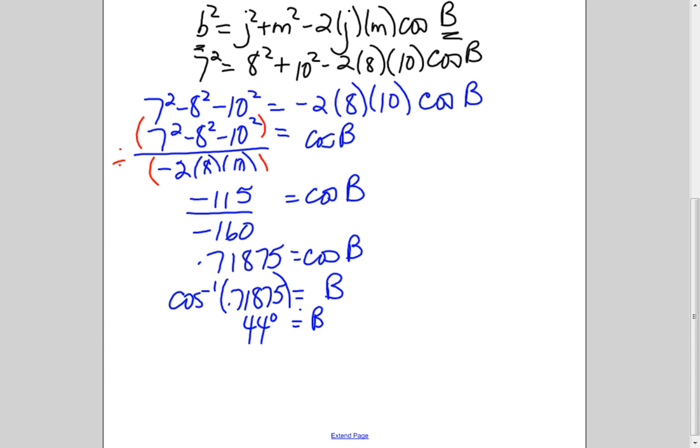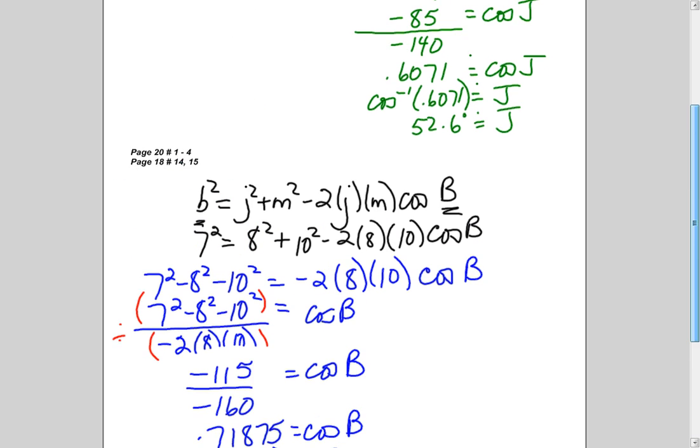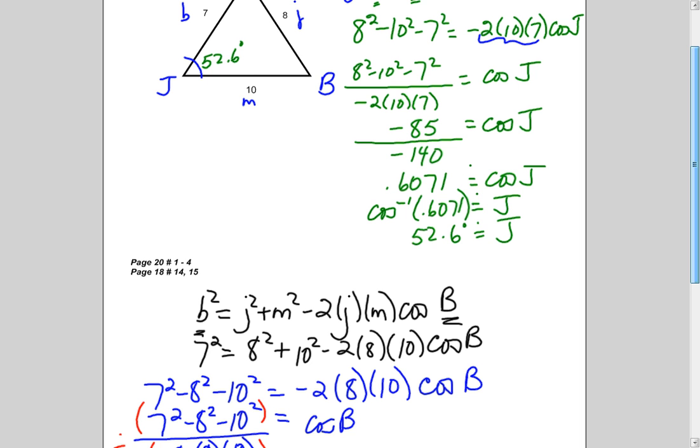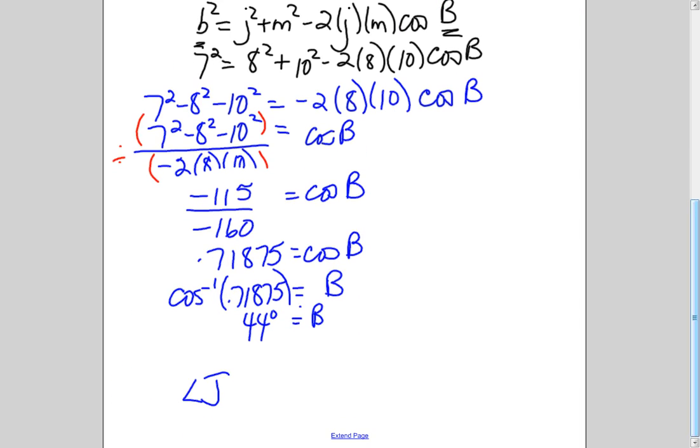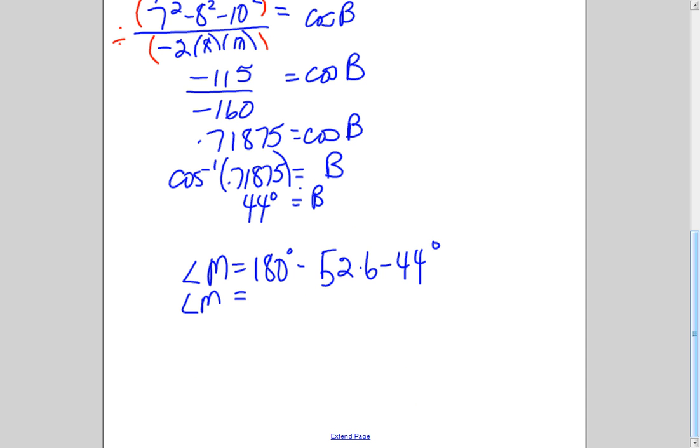So I have found two of the angles. I can find the third one, angle M, by subtracting 52.6 and the 44. 180 minus 52.6 minus 44 degrees is what I'm left with for angle M. So in both of our problems, we have done the harder part. I'm sorry, I can't do two things at once: 83.4 degrees.